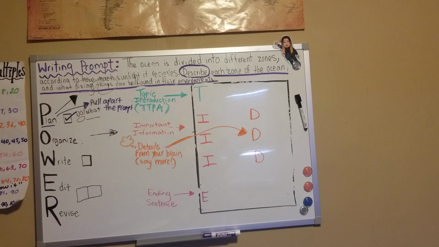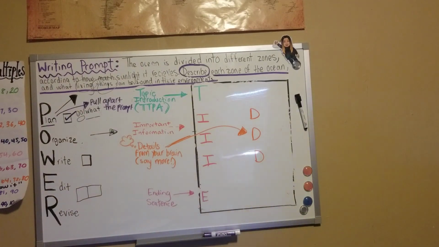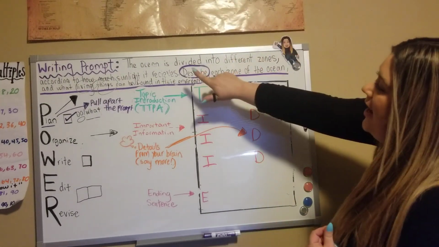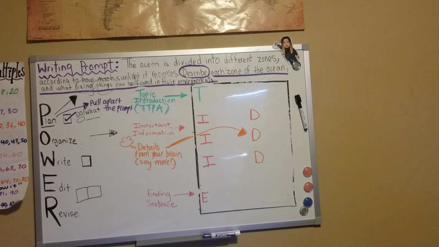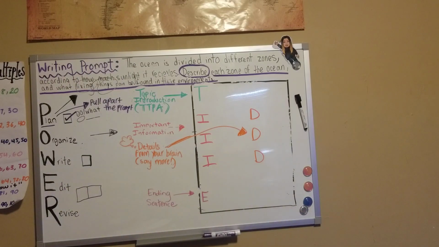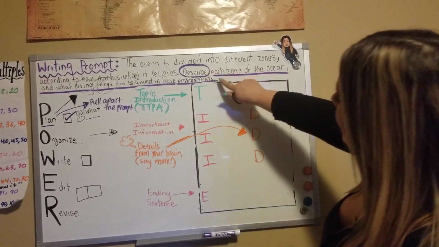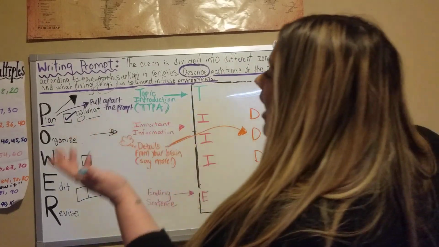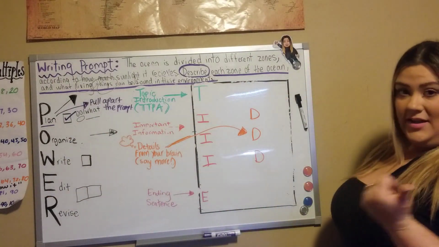Let's get started here by making a Tide organizer for the following prompt. I want you to look right up top here and I want you to read this prompt with me. 3, 2, 1, go. The ocean is divided into different zones according to how much sunlight it receives. Describe each zone of the ocean and what living things can be found in these environments. All right. I see that my job is to describe each zone of the ocean and what living things can be found in these environments.